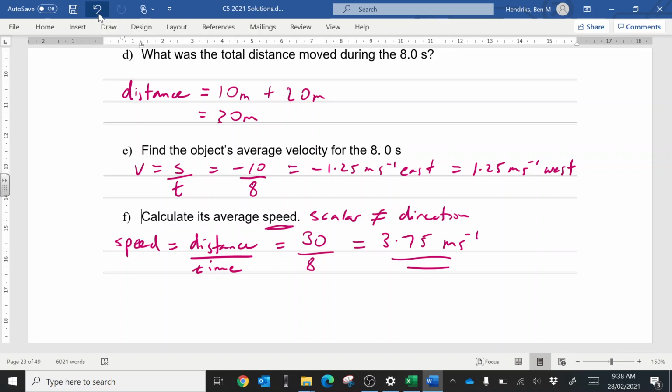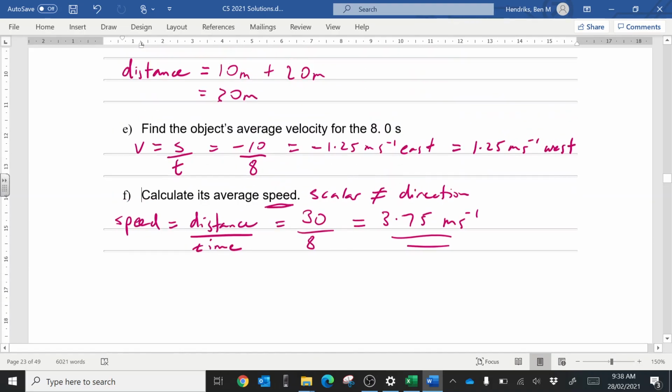And I think that's the end of that example. Okay, so we'll look at velocity versus time graphs next.